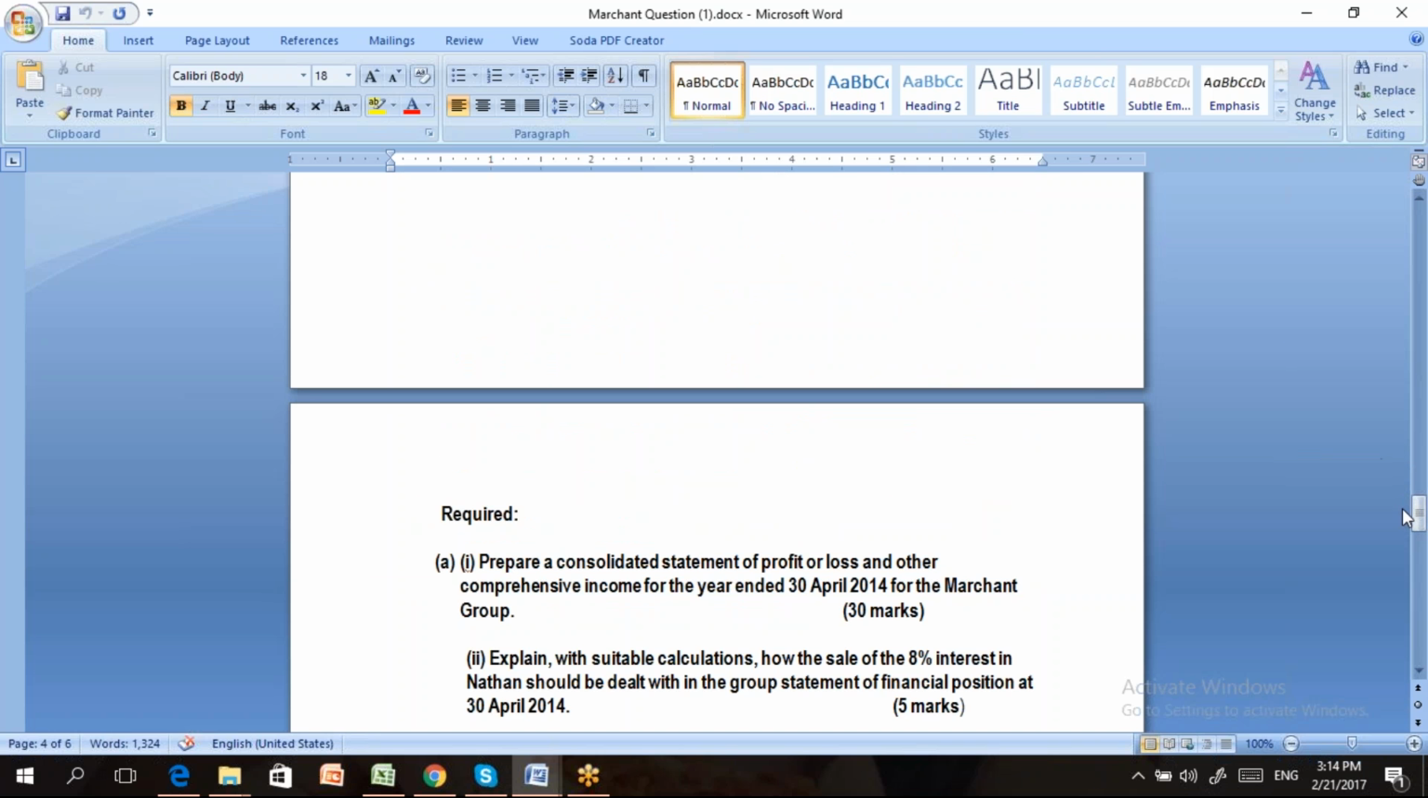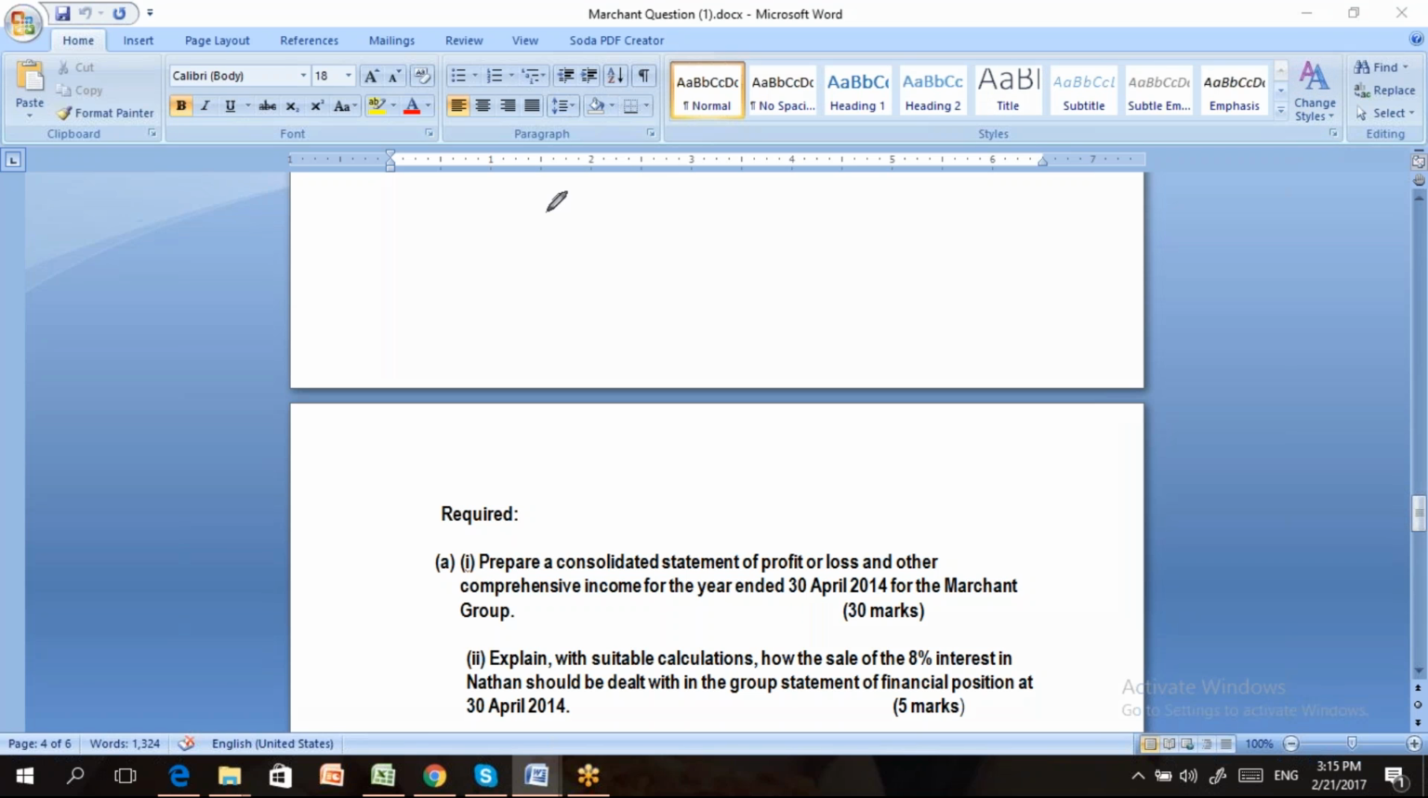This is why I always say, on the top of your working paper, write the date of reporting. Otherwise, you might miss it. So it was sold only on the 30th of April 2014. So the whole year it was a subsidiary, not 40% and 50% and all that. The whole year the NCI had a 40% interest.